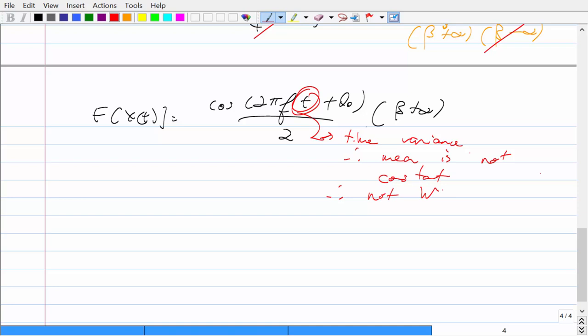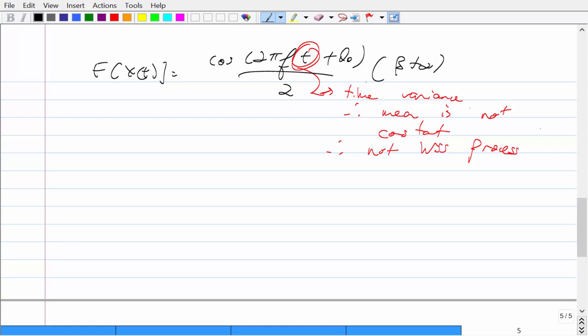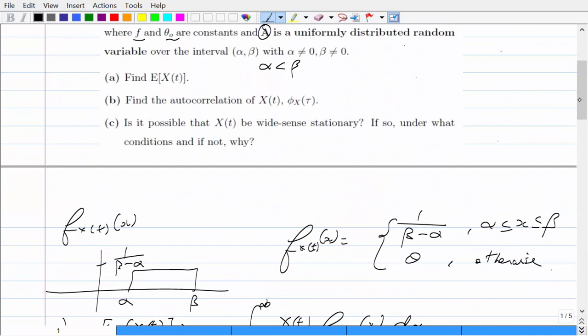Let's say you didn't know that. Let's go through it as an exercise and actually calculate what the autocorrelation would be if you couldn't see that this is not a wide-sense stationary process. So that's A, and then B, find the autocorrelation. We have to do that anyway, which is fine. I answered C here, but let's go ahead and do B by itself.